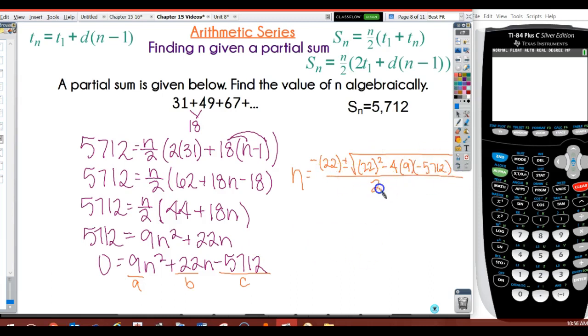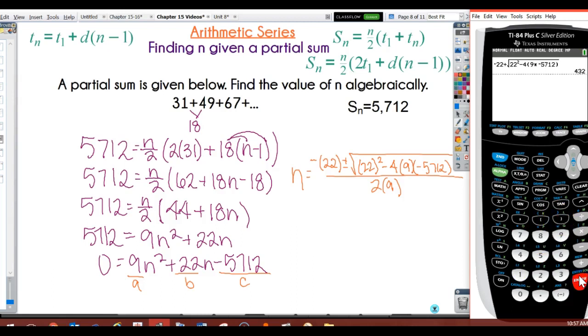all over 2a. So it's a good idea that you try to follow along with your calculator and just make sure that you're typing everything in correctly. I'm going to start by typing in my numerator. So negative 22 plus the square root of 22 squared minus 4 times 9 times negative 5,712. And then I'm going to go ahead and take this answer and divide by 2 times 9, which is 18. And so I end up getting 24 as my answer.